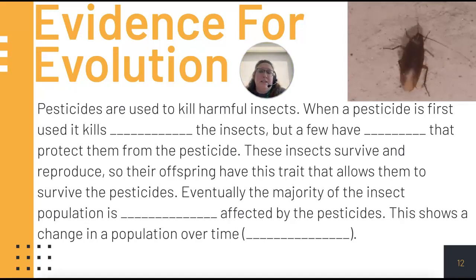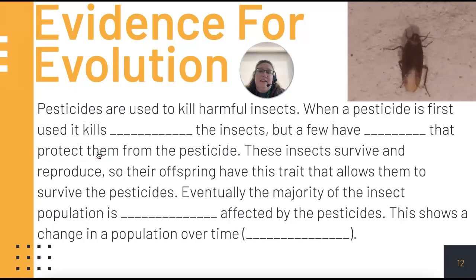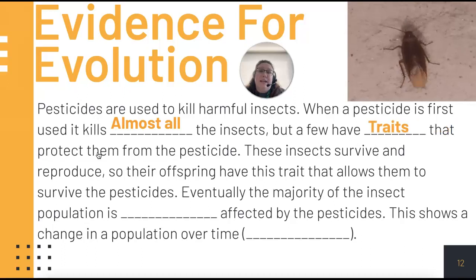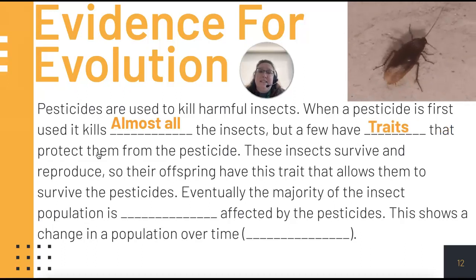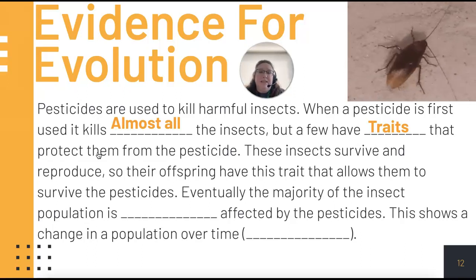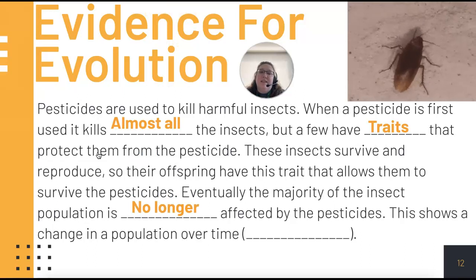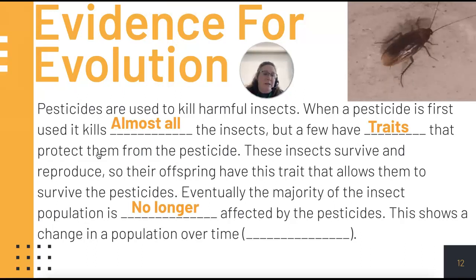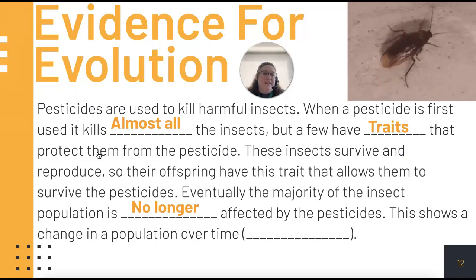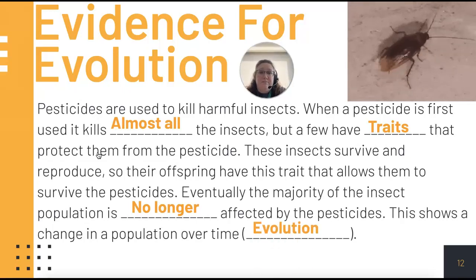So an example: pesticides are used to kill harmful insects. When a pesticide is first used, it kills almost all of the insects, but a few have traits that protect them from the pesticide. These insects survive and reproduce, so their offspring then get that trait that allows them to survive the pesticides. Eventually, then, the majority of the insect population is no longer affected by the pesticide because most of them have that trait that makes them immune to that pesticide. This shows a change in population over time, which is what we call evolution.